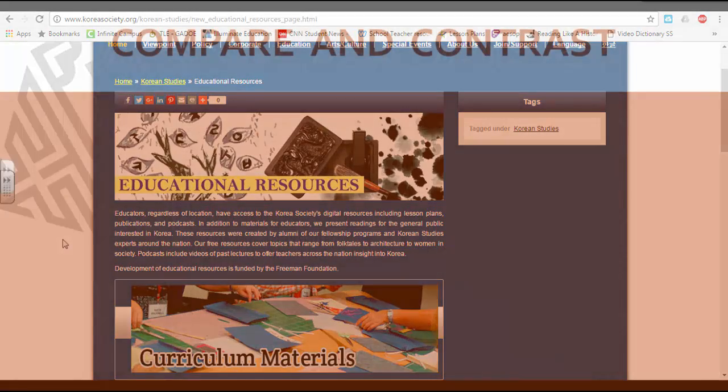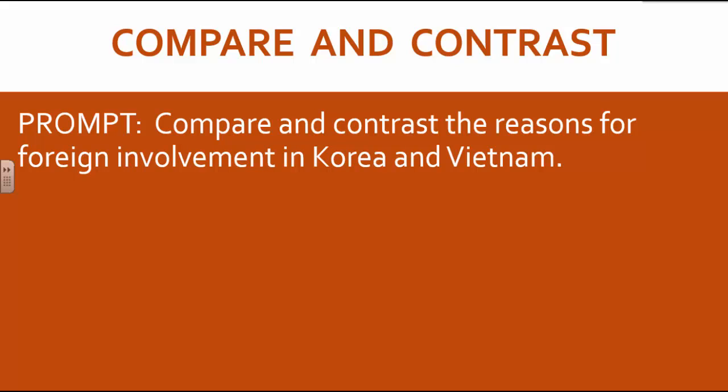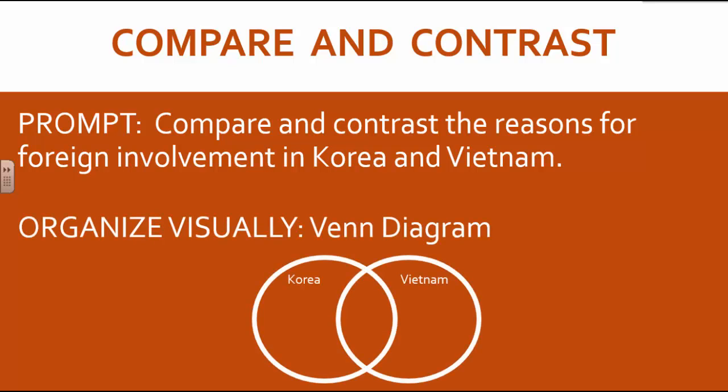Here there are several educational resources and lesson plans that can be used to teach various times in Korea's history. Another meaningful activity for students to complete is a compare and contrast of foreign involvement in Korea and Vietnam. If students can complete this, then they truly understand the reasons behind foreign involvement. Students should first complete a visual organizer, such as a Venn diagram or double bubble map. Then students can turn this visual into a writing. Check with your language arts teacher. There may be a writing that can be used in more than one class.